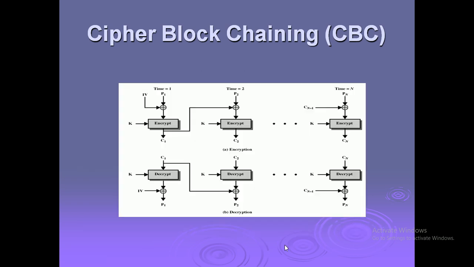Cipher block chaining mode. This is the diagram, and here we see the initial vector and the plain text P1, which is encrypted by using the key K, and this is the ciphertext. This ciphertext is chained to the next stage, and is XORed with the plain text P2, that is, we XOR it with the ciphertext of the previous stage, and then encrypt, and we get a ciphertext C2, and so on. This is the decryption process.